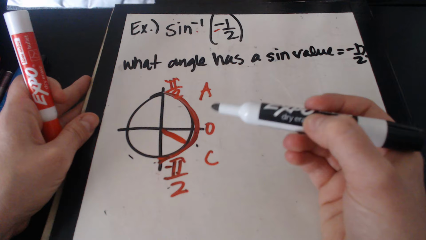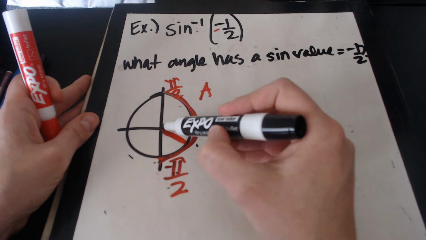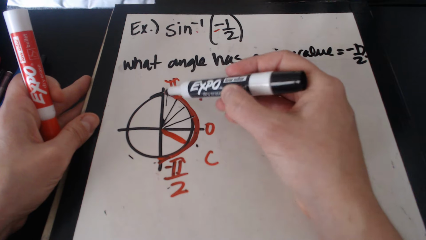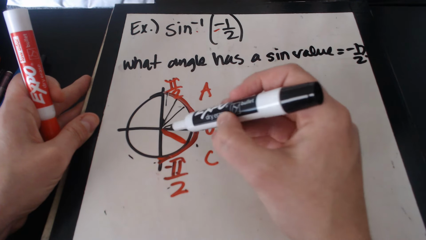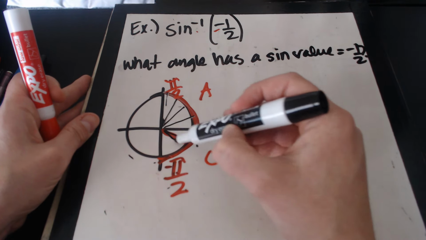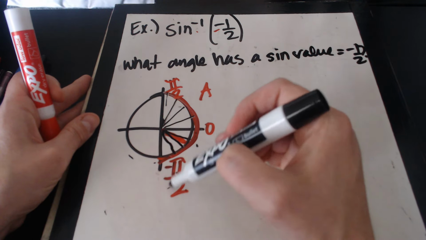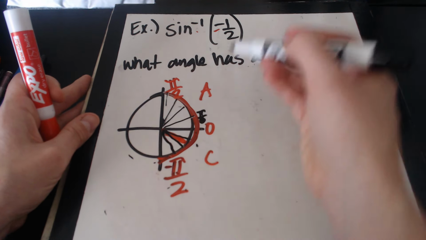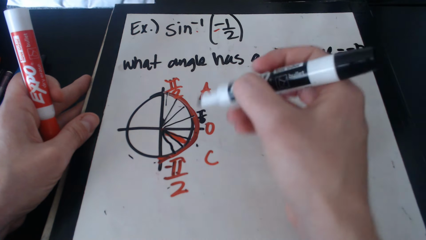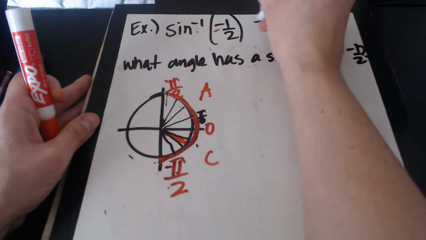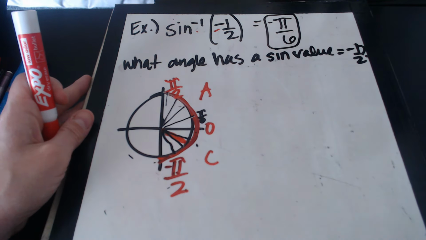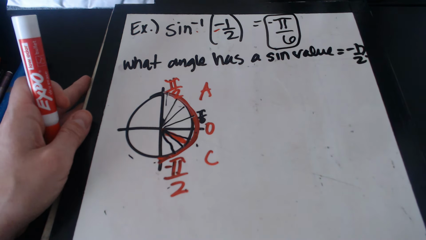It's actually kind of easy because over here we know we would have positive pi over 6, positive pi over 4, positive pi over 3, positive pi over 2. So in this direction, I'm just going to have negative pi over 6, negative pi over 4, negative pi over 3, negative pi over 2. So pi over 6 is usually the angle that has a sine value of +1/2, but since I'm down here, it's going to be negative pi over 6. So that would be the angle that has that sine value.